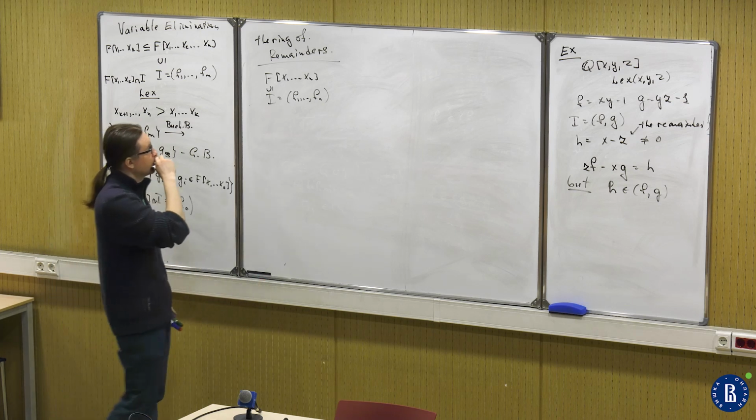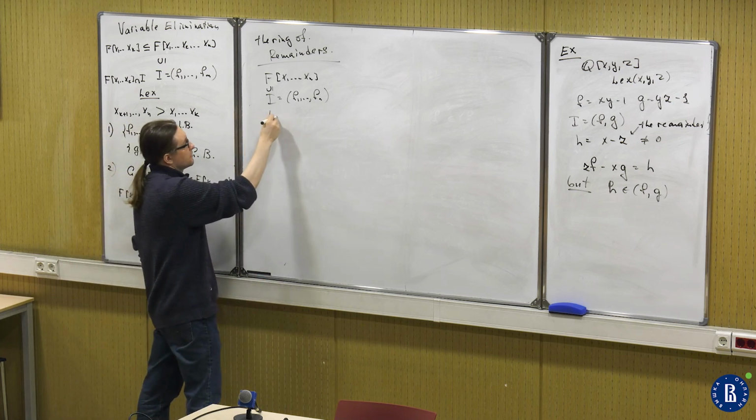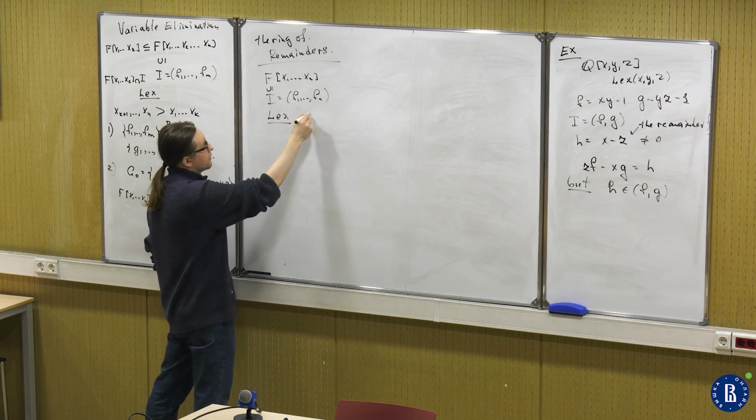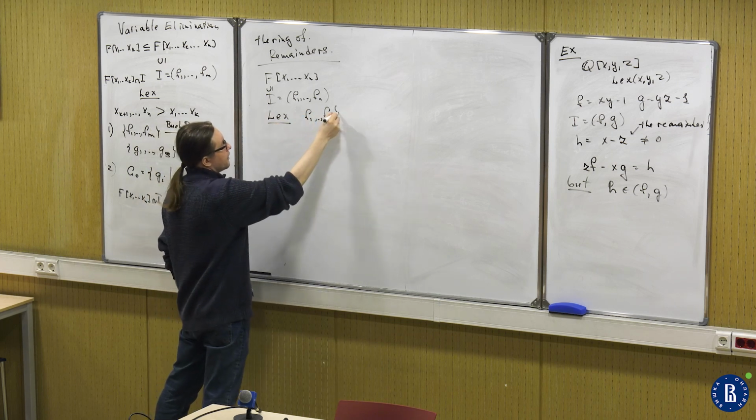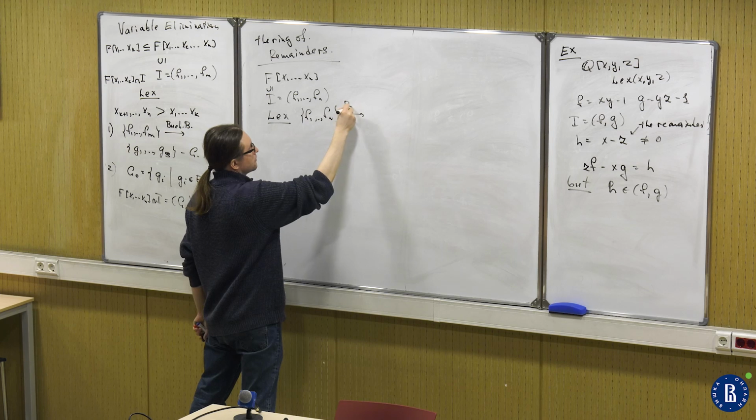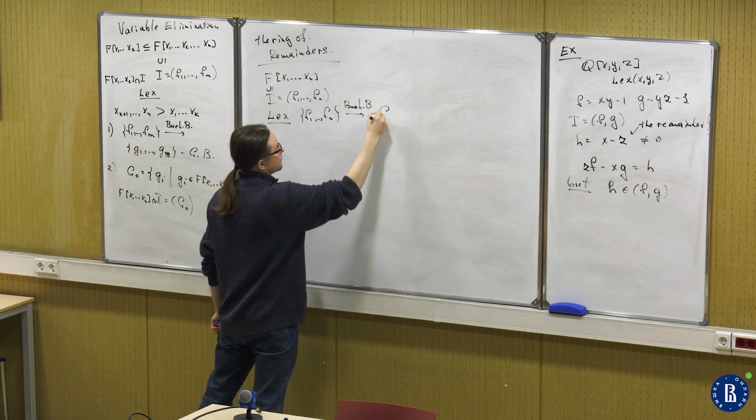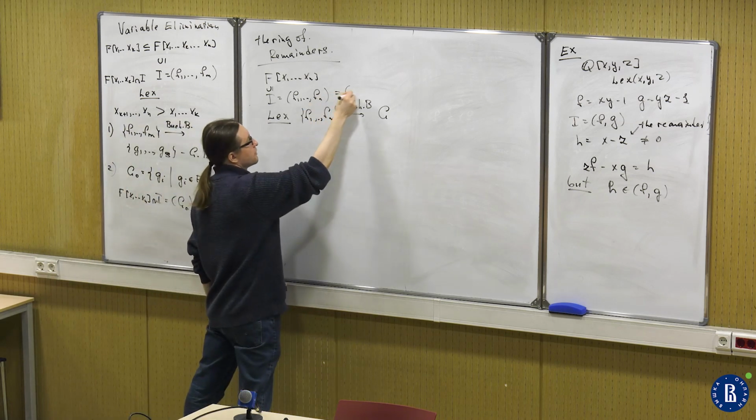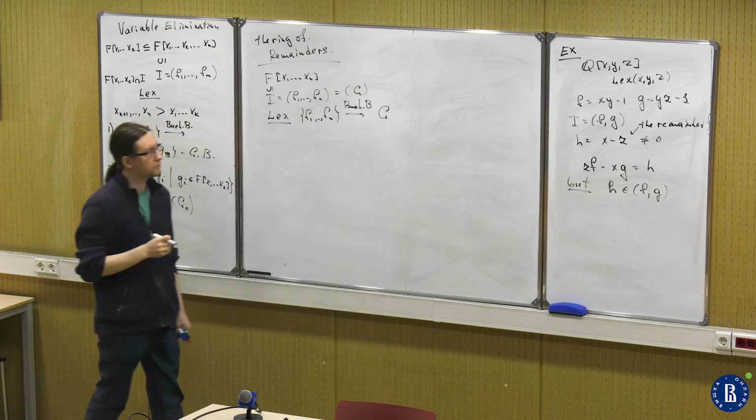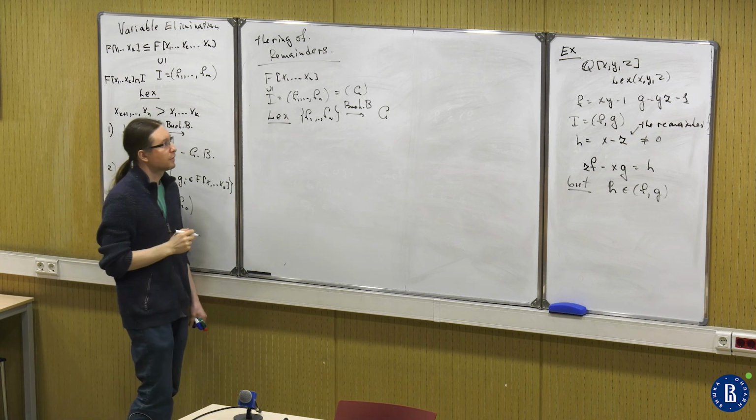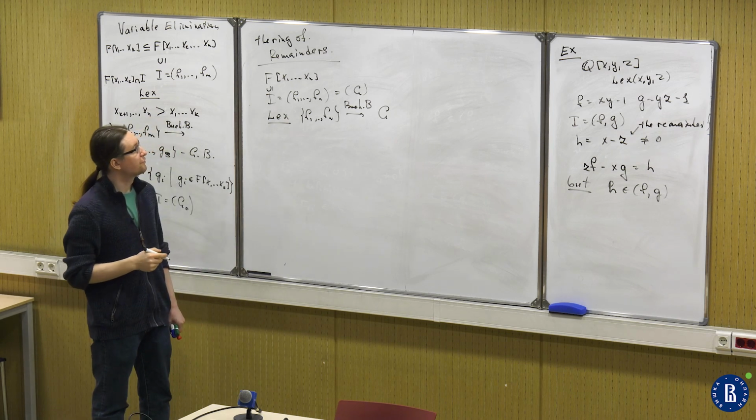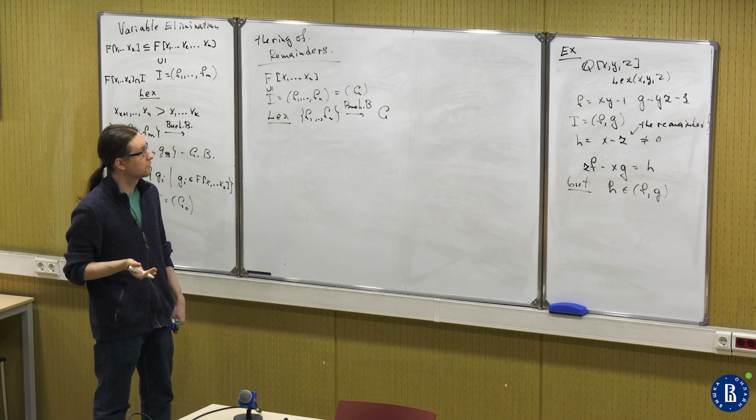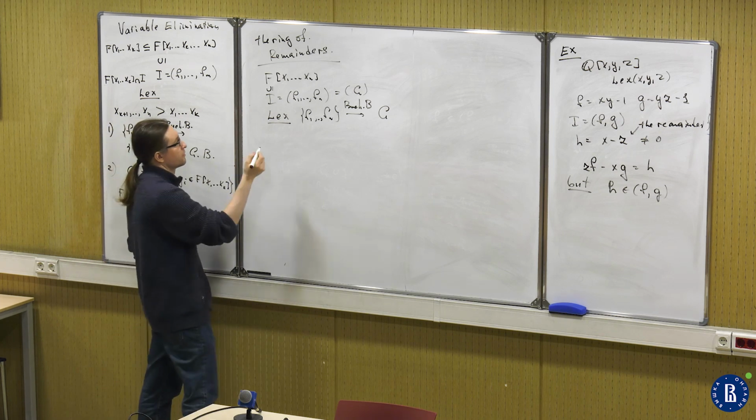Now, let's take a lexicographical ordering, and let's find a Gröbner basis generating the same ideal. So we can generate the same ideal by the Gröbner basis G. Now, when we have this Gröbner basis, we can define the set of remainders with respect to G.